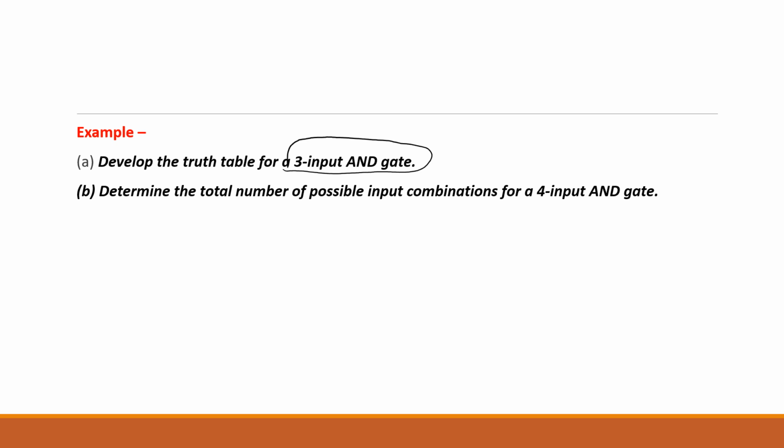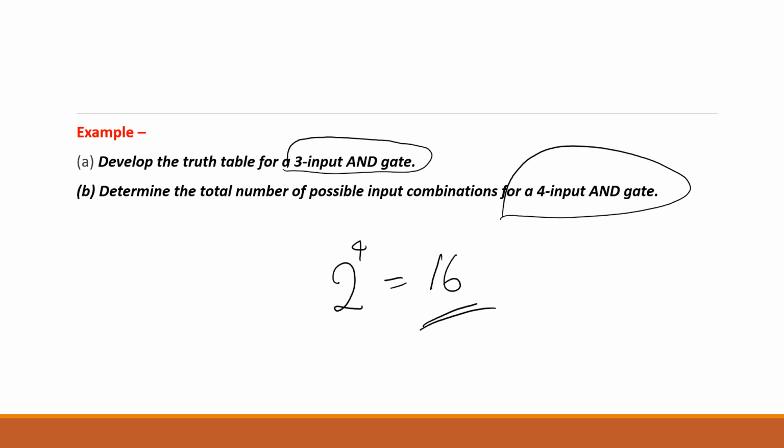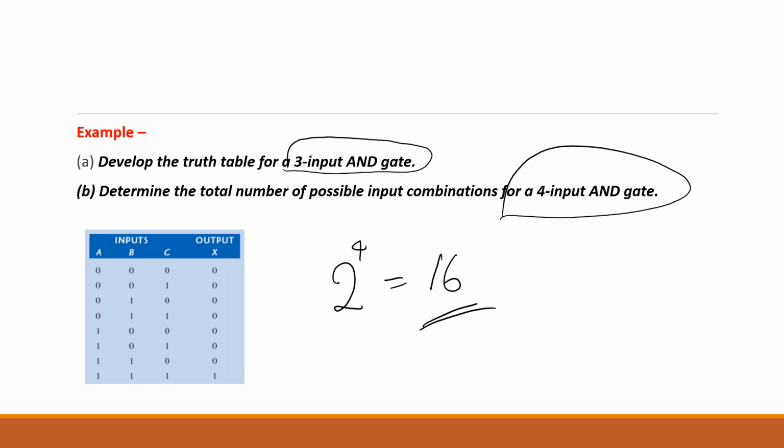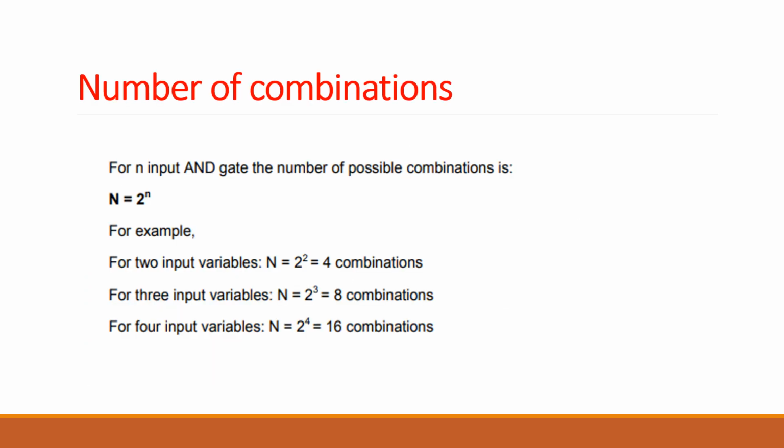Determine the total number of possible inputs combination for four input AND gate. How many combinations? How do we find it? 2 to the power 4, which is 16. Are we good? So they are asking just the number, so 16. It takes a long time because you have to write everything. It's not long, but you have to write 16 combinations in that. This one I already told you. To find out the number of combinations, it's 2 to the power the number of inputs.